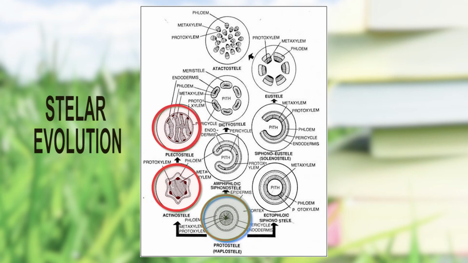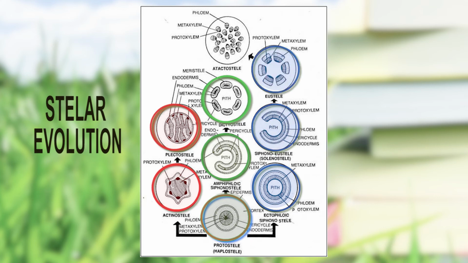When we talk about the other two lines, from the protostele the siphonostele was formed, in two lines, amphiphloic and ectophloic. From the amphiphloic siphonostele, with continuous overlapping of leaf gaps, the dictyostele was formed. In the third line of evolution, we saw the ectophloic siphonostele. From the ectophloic siphonostele, the solenostele was formed with the leaf traces, and from the solenostele ultimately the eustele was formed, and finally from the eustele the atactostele formed, in which the vascular bundles were scattered in the ground tissue. This atactostele is the most advanced type of stele, and it is seen in present-day monocot plants.